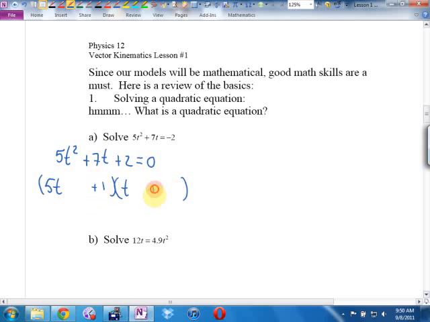And in my head, I foil it, see if I get a 7 in the middle. Foil it out in your head. Do you get a 7t in the middle? 1 times t is what? 1. 5 times 2 is what? So you get a 10t and a 1t. Is that going to give you a 7t? What's that going to give you? I got the numbers in the wrong place. I want the plus 2 there and the plus 1 there.